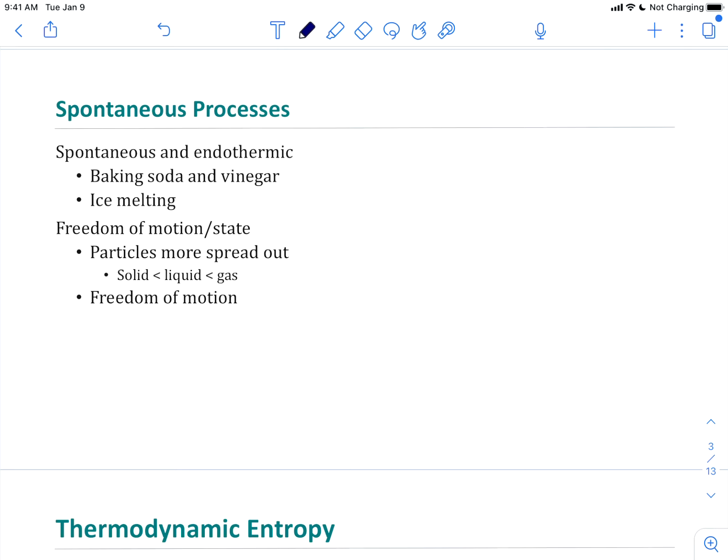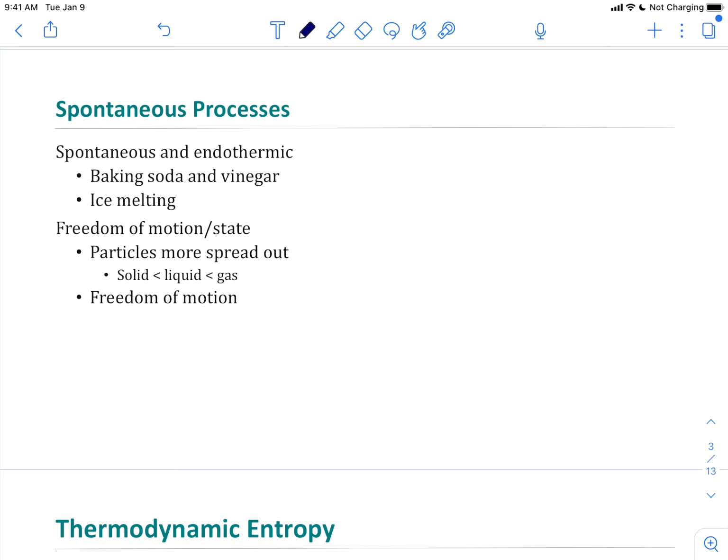Some of them are endothermic. Baking soda and vinegar, your book uses that example. And then we just saw ice melting. And some of the keys I just mentioned: freedom of motion and state. Particles are more spread out. They have more positions. You'll see your book talk about available microstates. But if you think about it in energy, it makes sense.